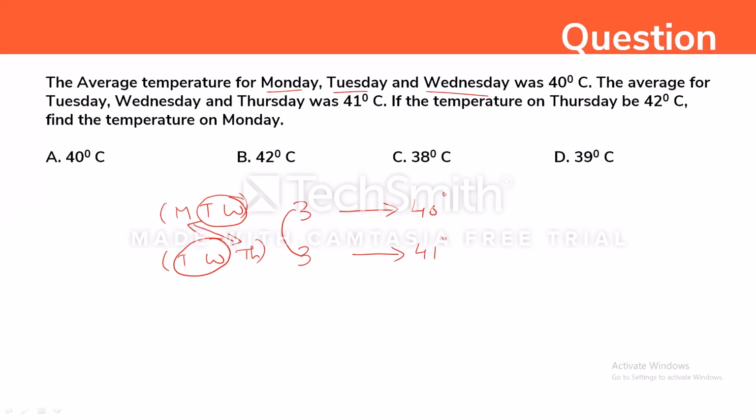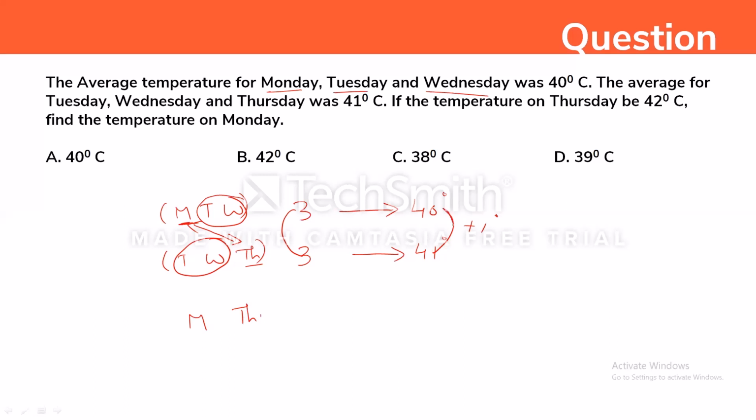Now the average is increased by 1 degree. The average is increased by 1 degree because of the replacement of Monday with Thursday. You need to understand this logic. Why? Because Tuesday, Wednesday in the first case and Tuesday, Wednesday in the second case are the same. The difference in the average is because of replacing Monday and Thursday. If you understand this logic, can you guess which day's temperature will be more, Monday or Thursday?